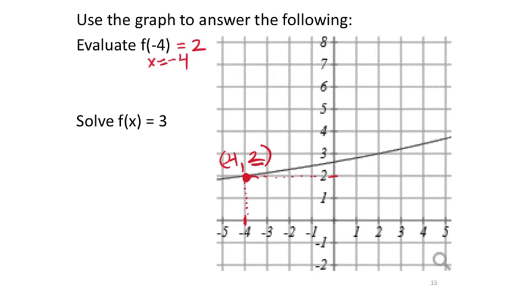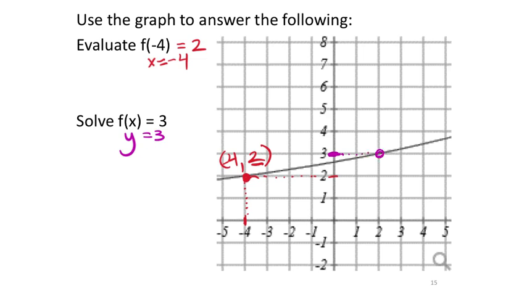The next part, f of x equals 3, tells us that y equals 3. So since y is the same as f of x, I'm going to use my y number line. That's the vertical number line here. And I've got to find where y is 3. So I'm going to scan this down: 8, 7, 6, 5, 4, 3. There it is, 3. Let's mark that one as well. So I follow this line over till I get to the graph, which is right here.